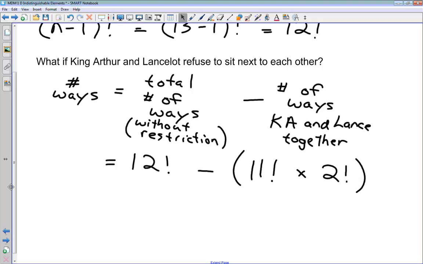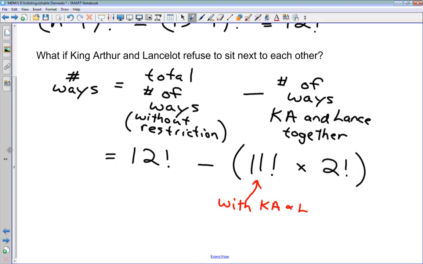So this is with Ka and Lance, I'll just shorten it down to L, as 1, okay? And then this is the number of ways that we can arrange just Ka and L. And now we just work it out.